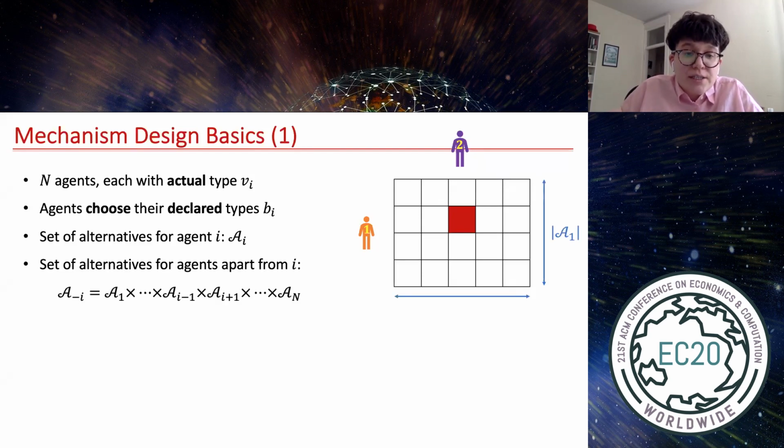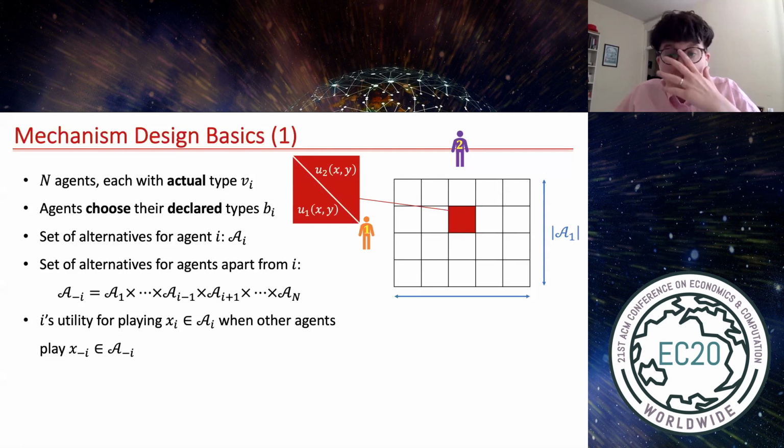Each agent has a set of alternatives denoted here by script A, and the number of rows in the table is the number of alternatives that agent one has, and the number of columns is the number of alternatives that agent two has. And we denote the set of alternatives for all agents apart from agent i as script A minus i.